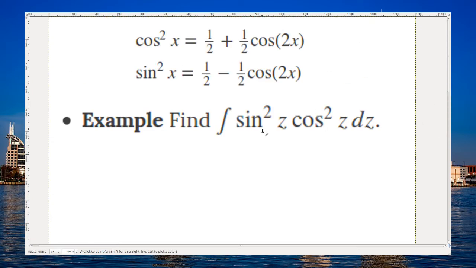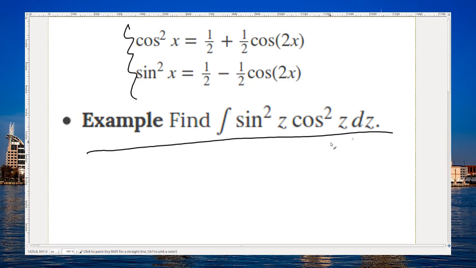All right, so here we have both sine and cosine with those even powers. If one of the powers was odd, we would use simpler techniques. But since they're both even, we have to use our double angle identities right there. And I'll have to use both of them. So let's apply both of those.